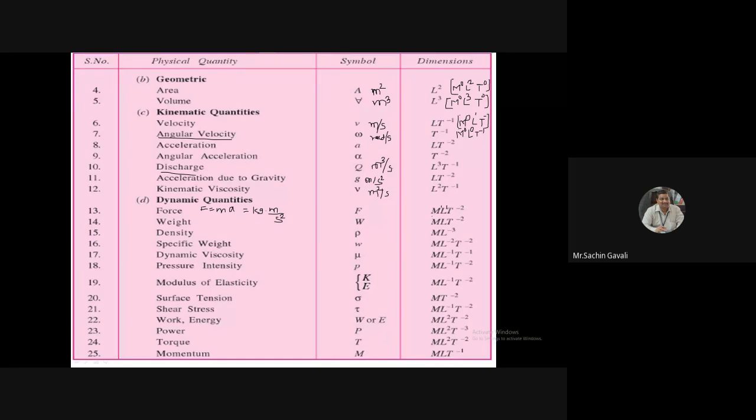Everybody understood this? How to write the MLT form? Because these MLT forms we have to use in some theorems. So two theorems we are going to see in this chapter. One is Rayleigh's theorem and another is Buckingham's pi theorem. So for that we should know all the quantities that we are using in our subject, their MLT form, or the basic fundamental dimension form.